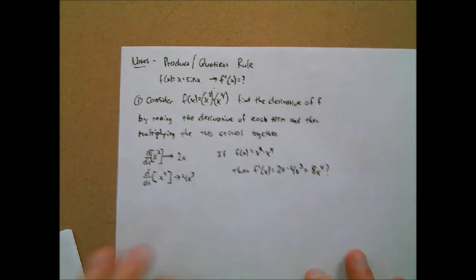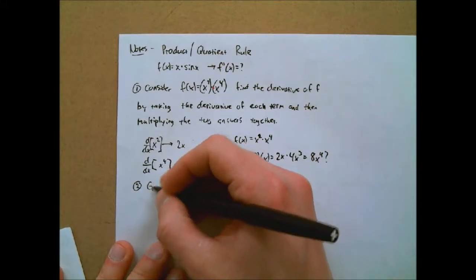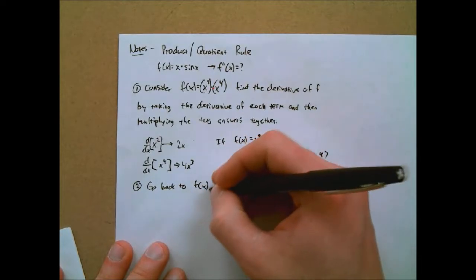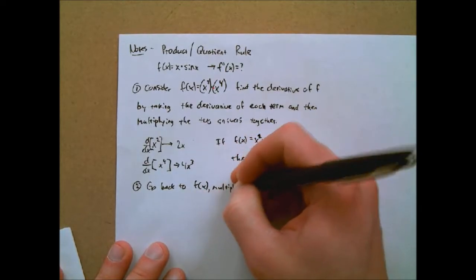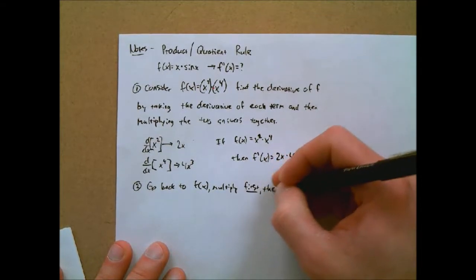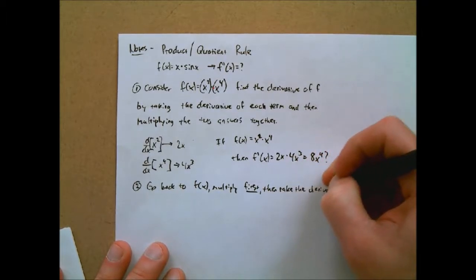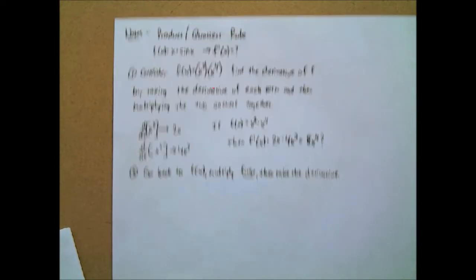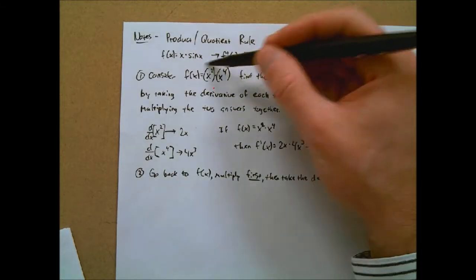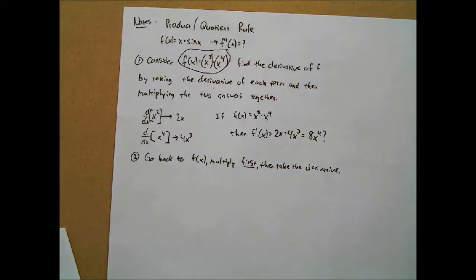So number 2 here, just for our analysis, let's go back to f of x, multiply first, then take the derivative. So you guys go ahead and do that. Go back to your original function f right here. Multiply it together first, then take the derivative. So go ahead and do that just real quick here. Take like 3 seconds and do that.